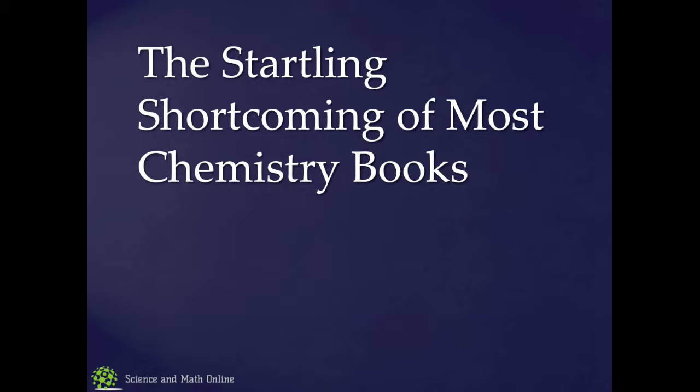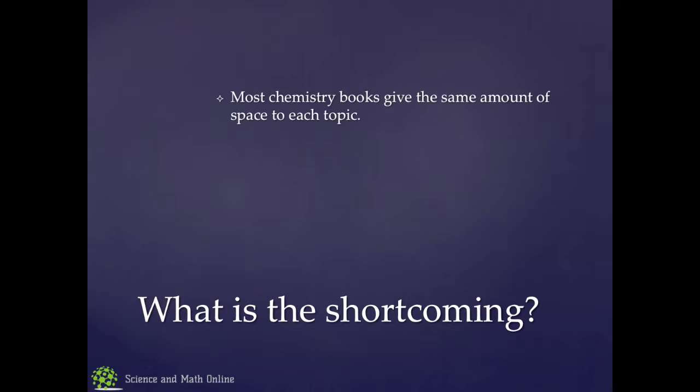There's a startling shortcoming in most chemistry books that sidelines many chemistry teachers and their courses. The shortcoming is very simply this: chemistry books give the same amount of pages and space and attention to every single topic in the book, whether it be atomic structure, periodic table, stoichiometry, acids and bases, or redox reactions. It all looks the same.